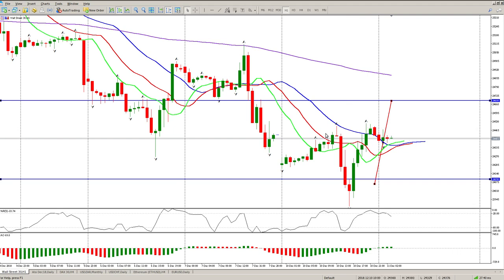So the only thing that's giving me confidence that we may be turning is the fact that we are above the alligator at the moment on the hour. So I think I'll just wait for the European Open to see what this looks like. And if we do get any pin bar like this, top or bottom, it's well worth trading.